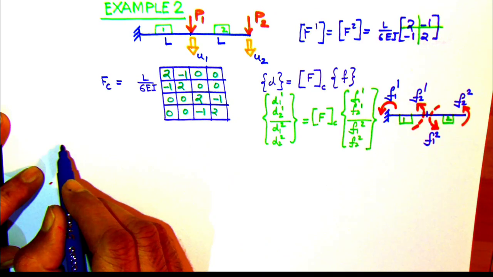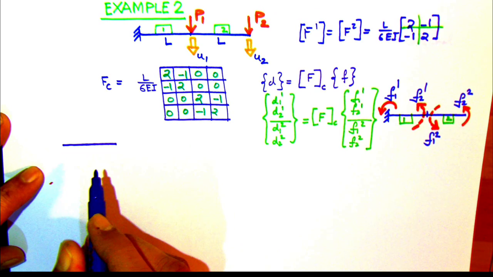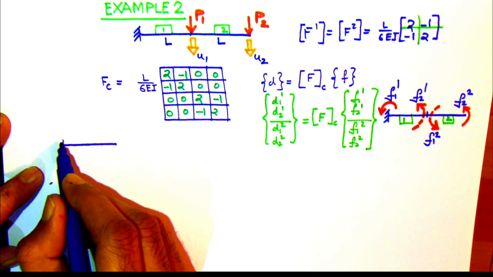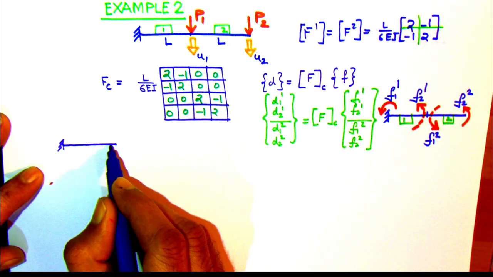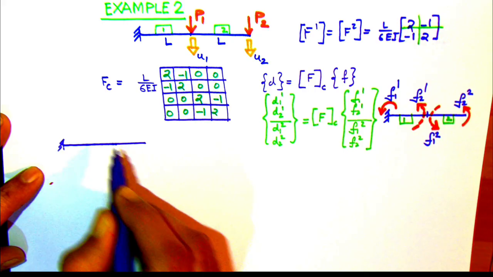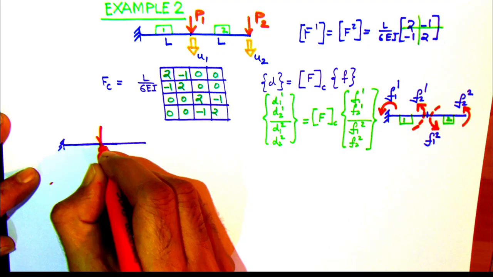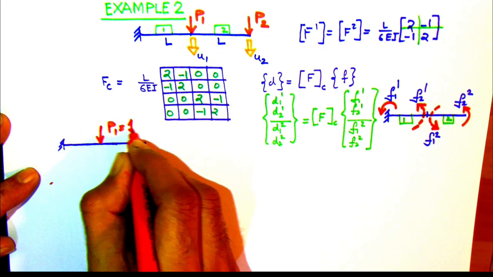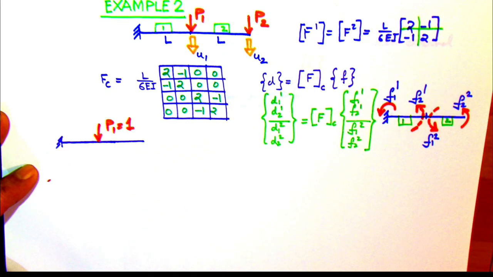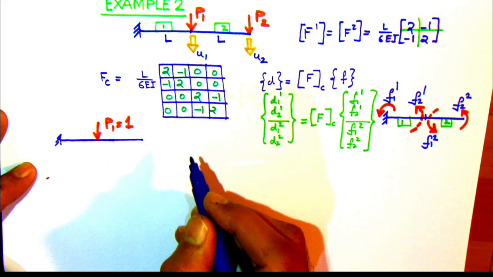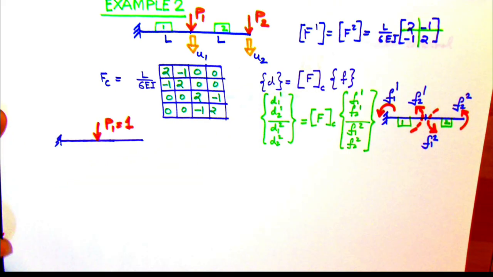Similarly, let us derive the B matrix for the example cantilever structure which we saw in example number 2. Here, because there are 4 internal forces and 4 internal displacements and there are 2 external forces, the size of the B matrix will be 4 by 2.